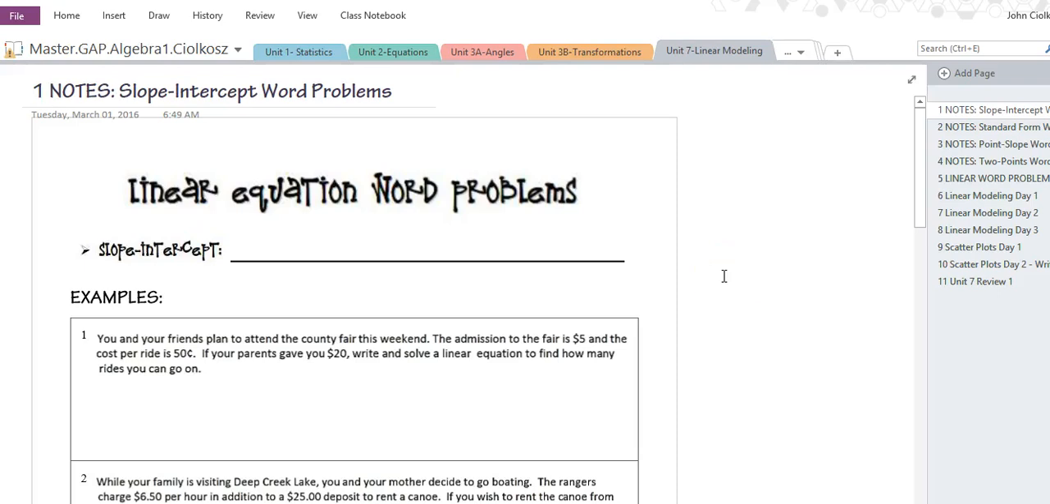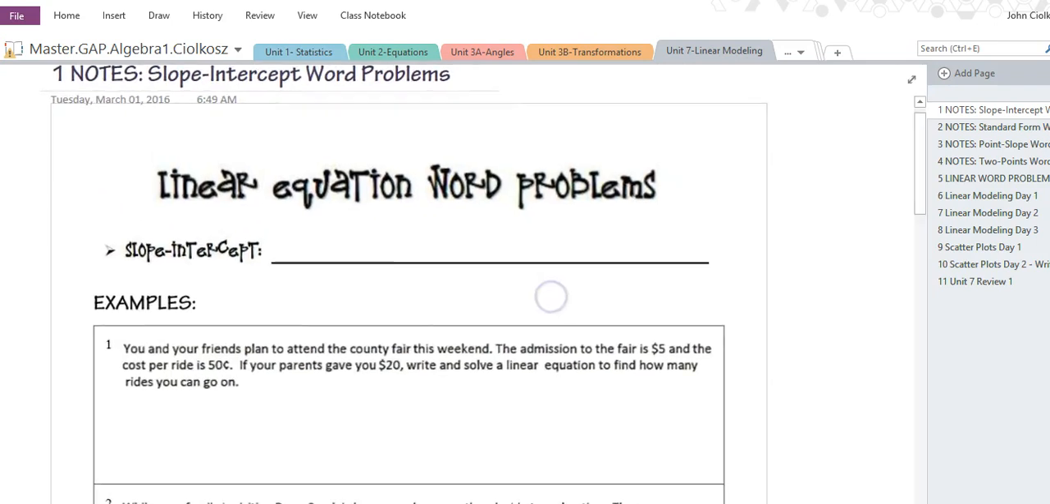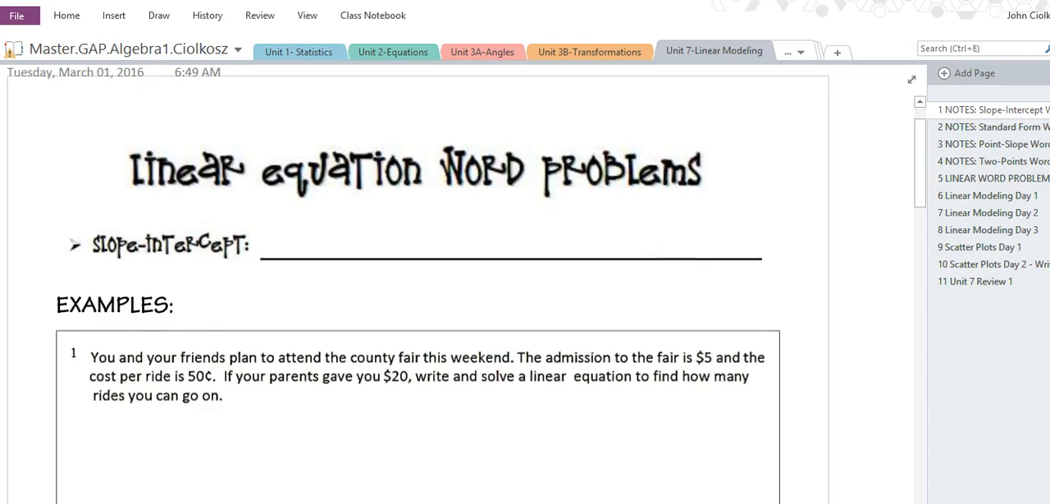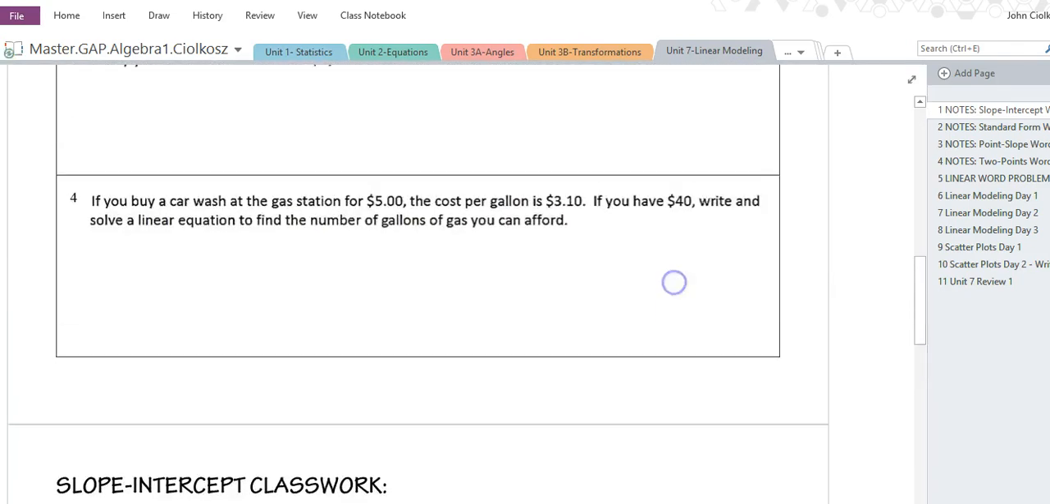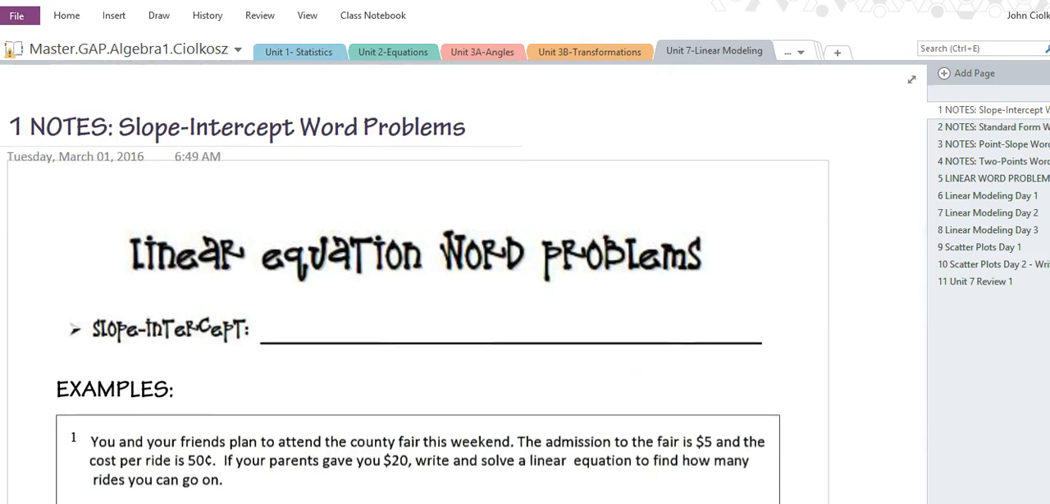Alright, so these are going to be our section of notes here and practice problems for Unit 7. The focus here is going to be linear models. Alright, first set of notes here, we're going to work through about this first page together, and you guys complete the second part as practice.